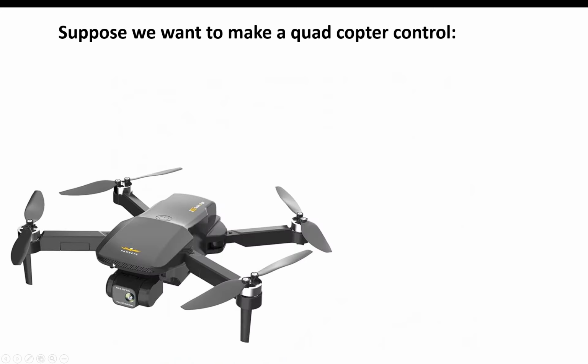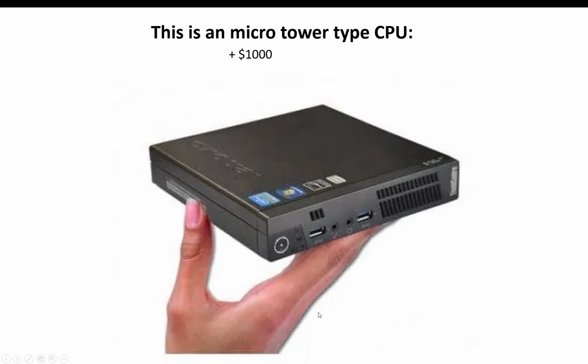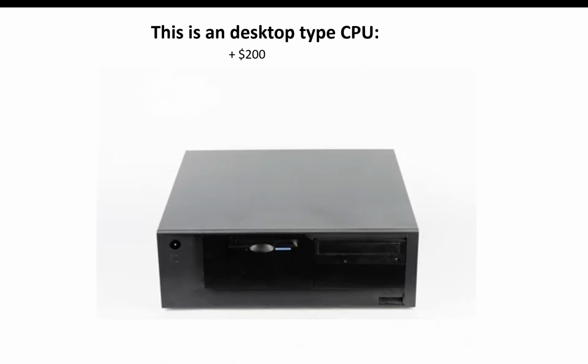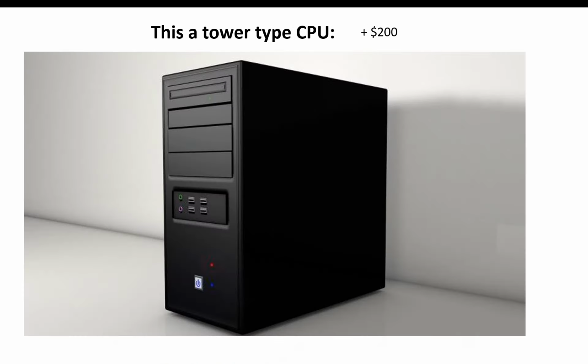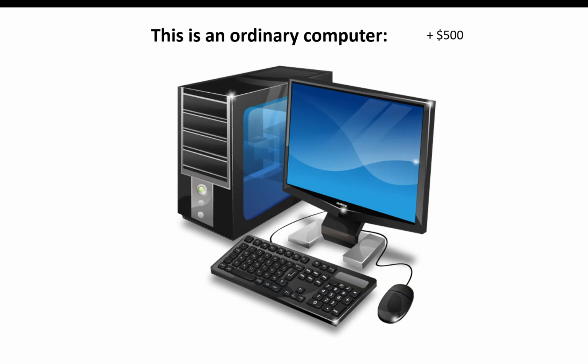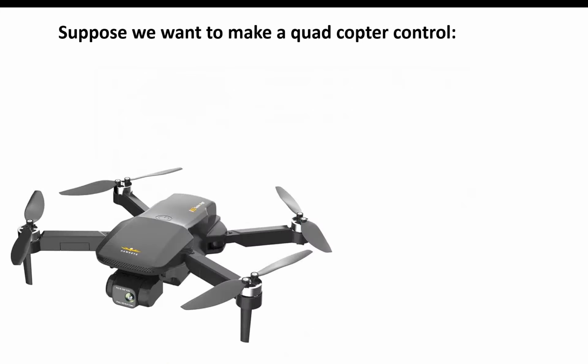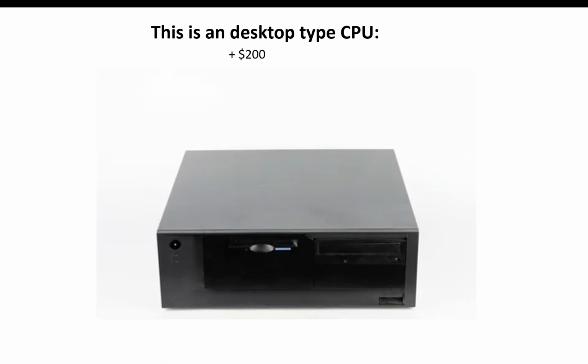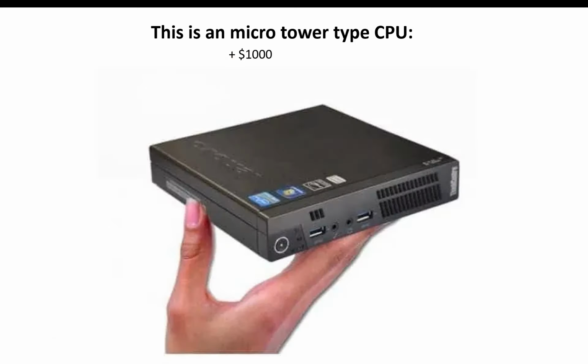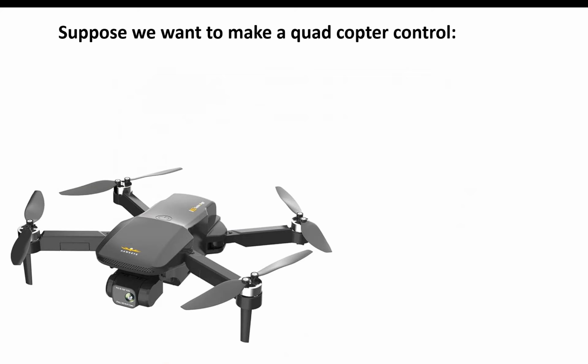If $1,000 is for the whole drone and we just add this micro tower for $1,000, then it's too expensive. No one is going to buy it. Now if we go for the USB type, that is even more expensive and will not serve our purpose. This is too big, this is also big, and this is the complete setup, and this is totally illogical. They might be cheap, but they are big. They cannot fit into it. Even if you take the motherboard out, it's still big. So what is the solution?